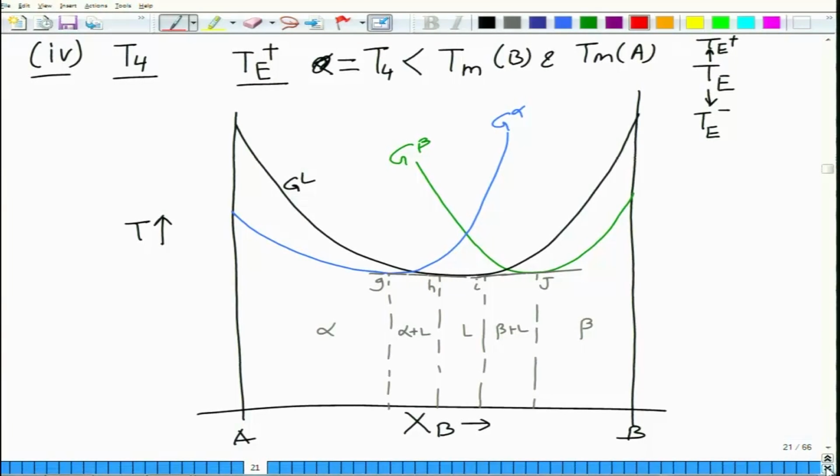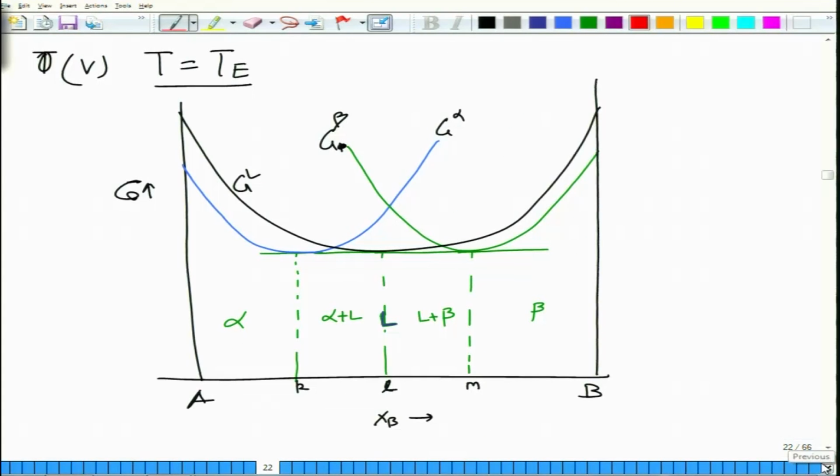than both melting points of A and B, but it's slightly higher than the specific temperature called the eutectic temperature. I'll explain later what it is, but let's say it's TE plus. So at this temperature, the minimas of all the three phases, that is alpha, liquid and beta, are almost at the same level. Since temperature is slightly higher than TE plus, the alpha and beta minimas are slightly shifted up with respect to liquid. So we draw a common tangent again. So it's alpha, alpha plus liquid, liquid region has shrunk quite a bit, and then beta plus liquid and then beta. So again these points are denoted as G, H, I, J.